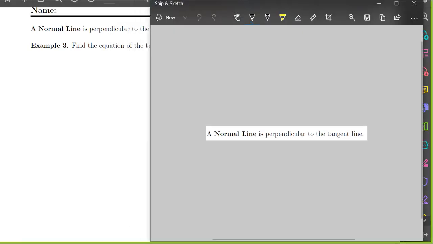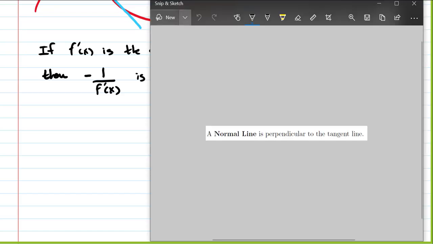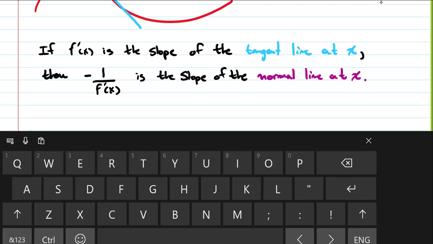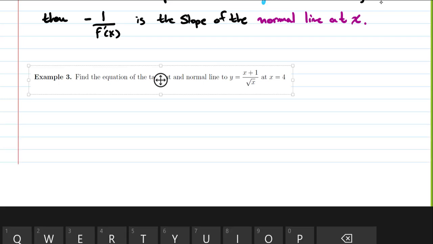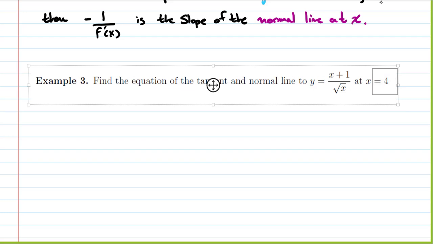All right, so for example then, if we take a look at this guy, it says find the equation of the tangent line and the normal line to y equals x plus 1 over the square root of x at x equals 4. To find the equation of a line, we need to know two things. We need a point and we need its slope, right?